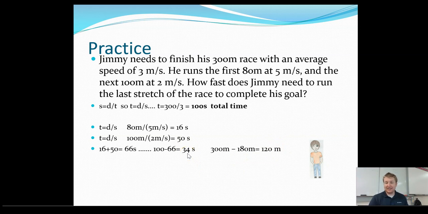So how fast has that got to be? All we've got to do is, we've got a distance, we've got a time. We can plug that in. Distance divided by time will give us an average speed of 3.5 meters per second. That's what he's got to do the last stretch of the race at.